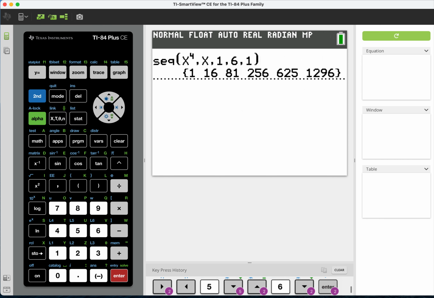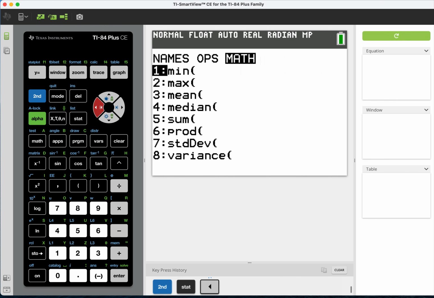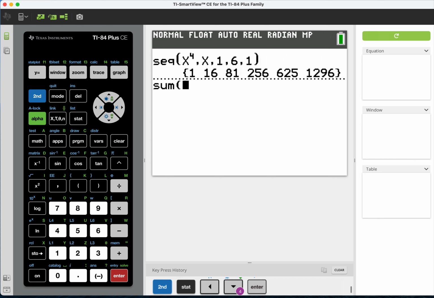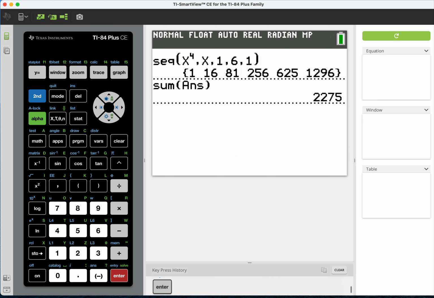So now there's a couple different ways that we can do this. I think we can actually just hit second list again, and this time go to math, and go to sum because we want to find the sum of something. And then if I hit second, and then this button that I highlighted way down there next to enter, which is answer, it should put the answer there, and it will take that answer, which was the first 6 terms of the sequence, which is what we wanted to add together, and it will sum them for us. So that's how you do it on an older calculator.